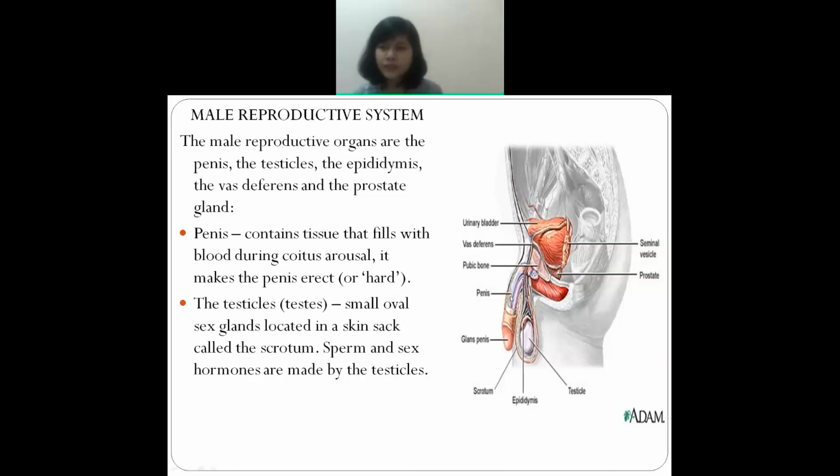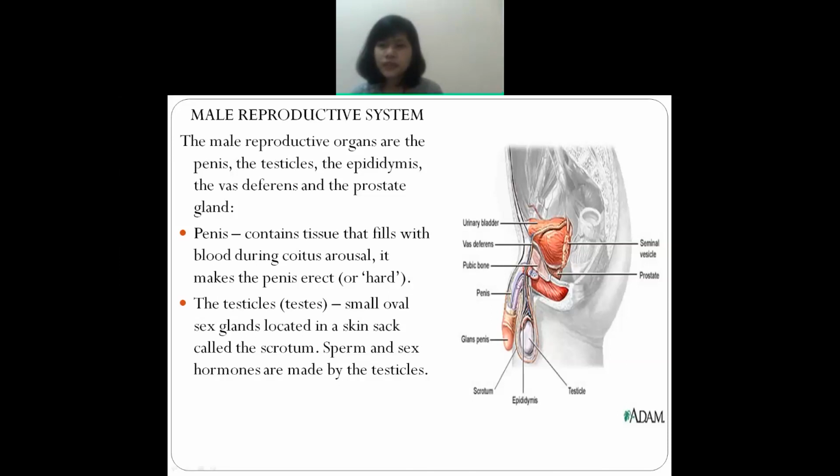The first one is the penis, the next is the testicle, or testicles, you can say. Next is the epididymis, next is the vas deferens, and the next is the prostate gland. So these are the parts of the male reproductive organs. Each of these organs has a different role in the reproductive process.